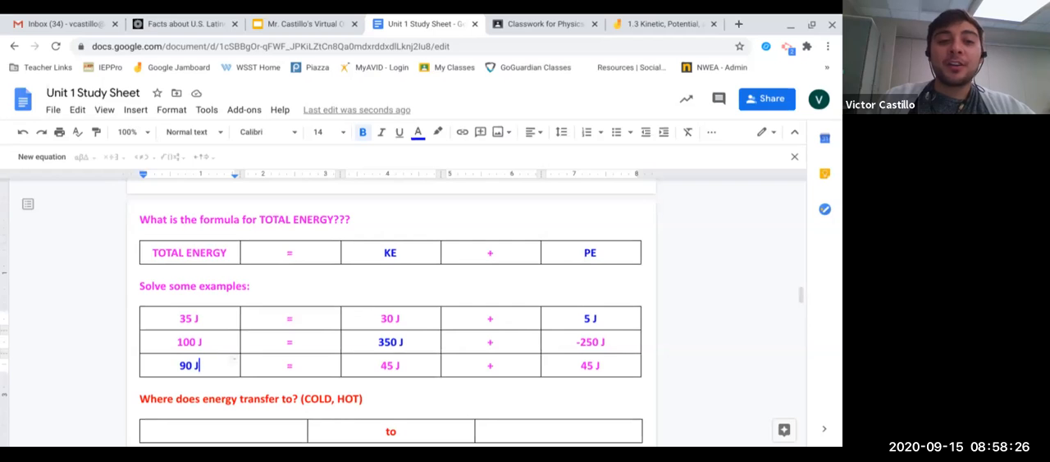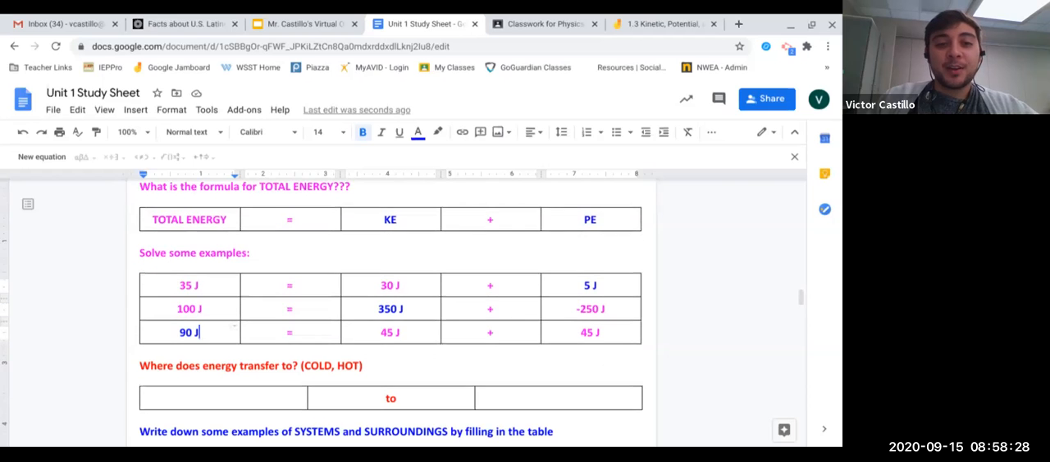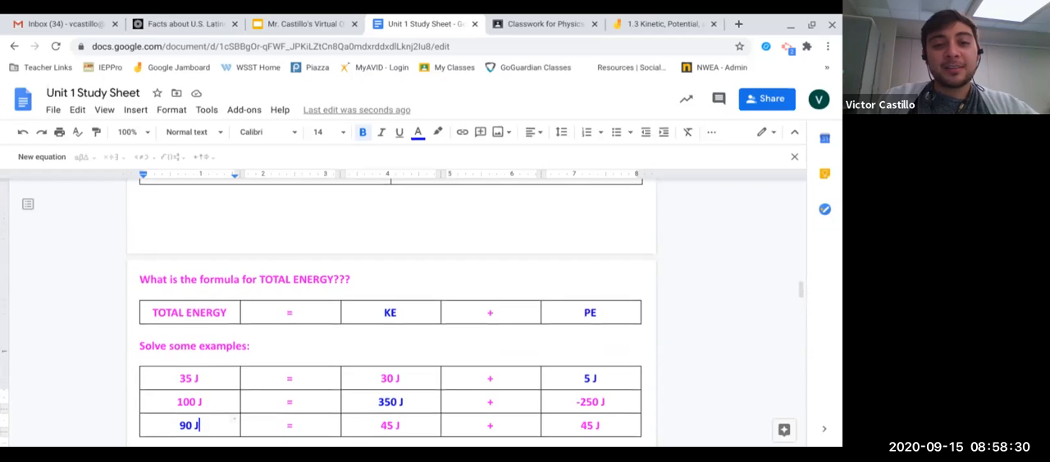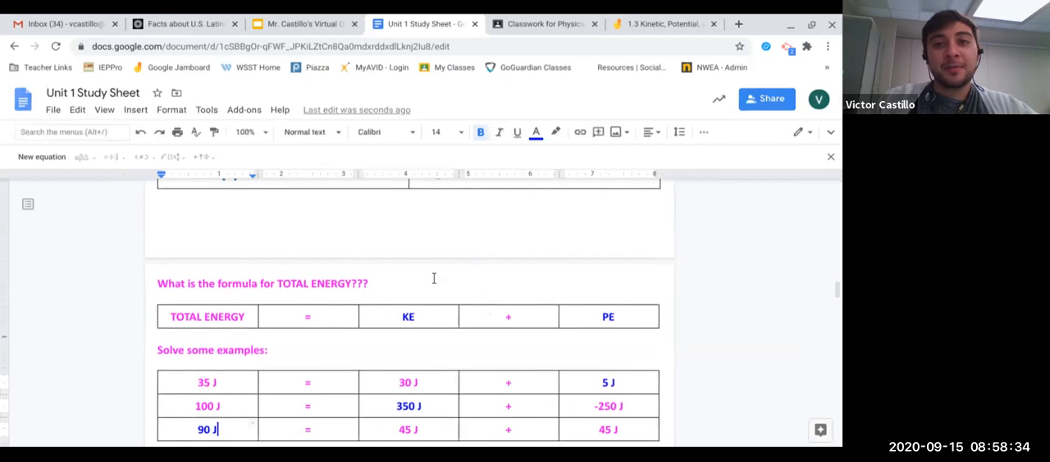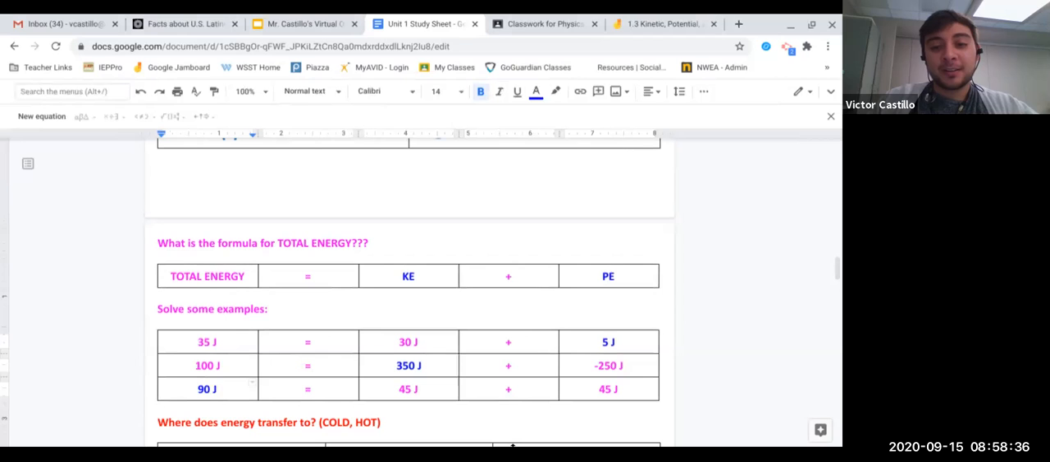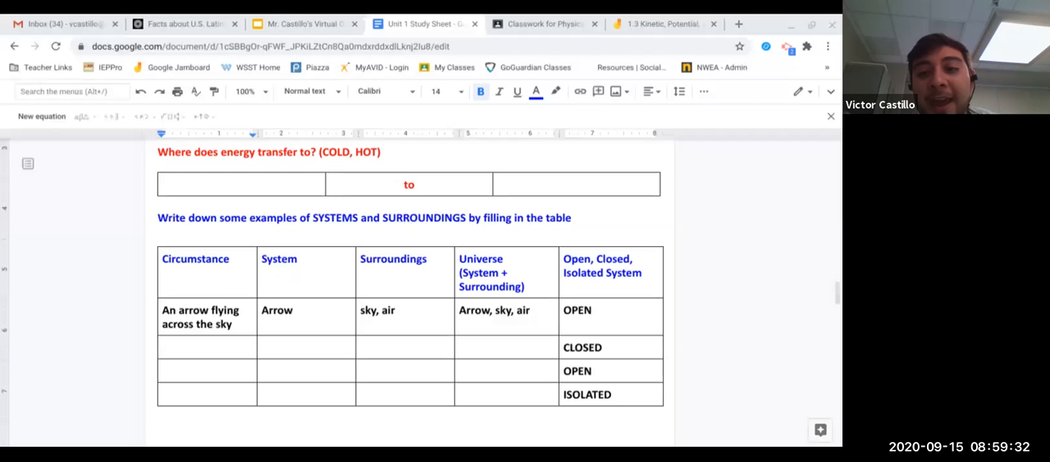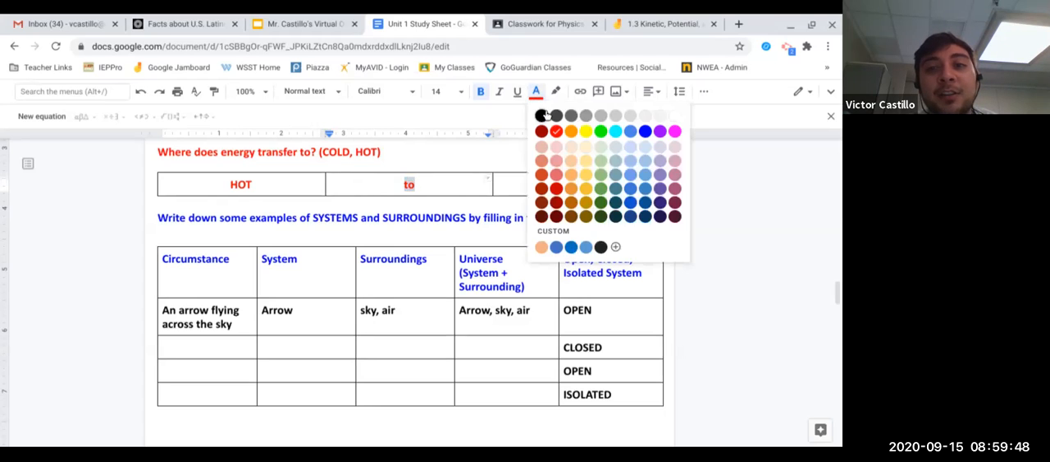Now let's move on to the next part. If my synchronous students need to copy this down, I'm actually going to pause this real quick. Okay, the next one is, where does energy transfer to? Well, thank you, Daniela. She was able to message me. It transfers from hot to cold. So it transfers from hot to cold.